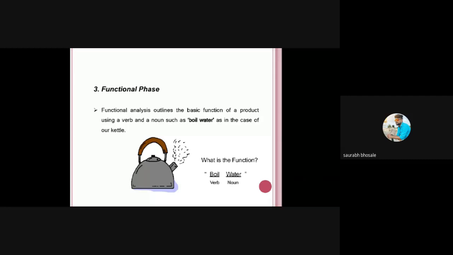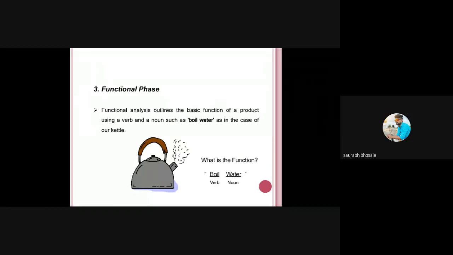Okay, how to find out the functions of a component. Now there is a handle, the kettle handle. So handling the kettle; handling is the function of that particular handle. In this manner we have to find out the functions of the different components of a particular product. Determining the function of each component in that product is what the functional analysis phase means.